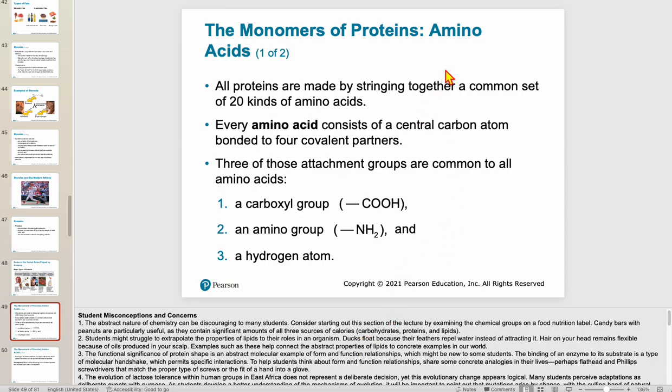Okay? Now we're on what proteins are made out of. The monomer of a protein is called an amino acid. So just like carbohydrates had monomers, lipids had monomers, well now proteins have monomers, amino acids. There are 20 known amino acids. You will need to remember that number. So 20 known amino acids. Very important. 20 known amino acids.